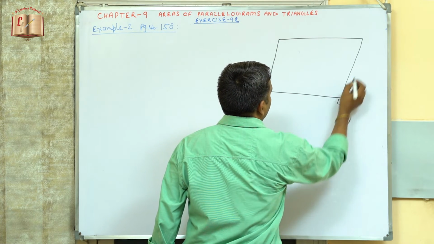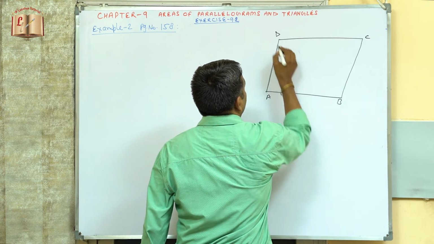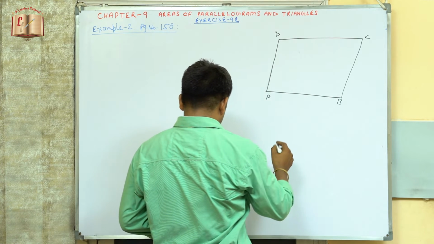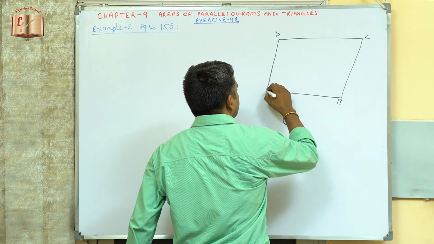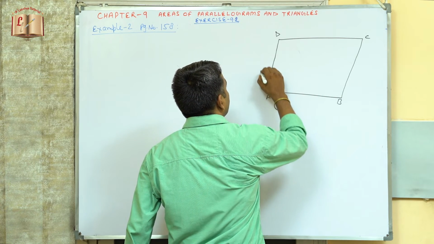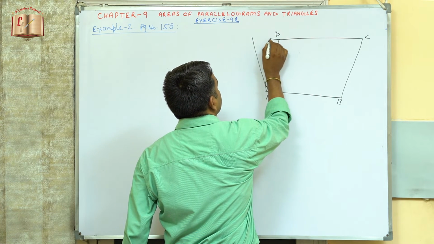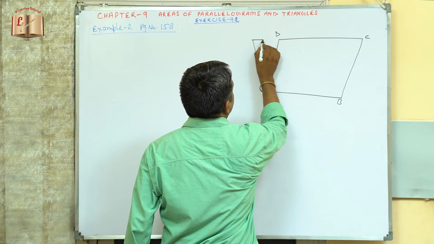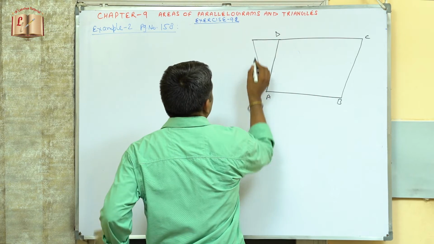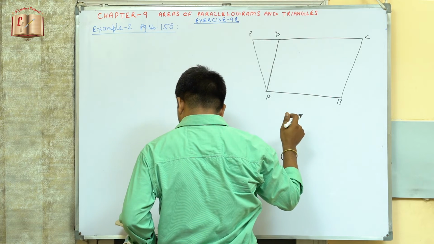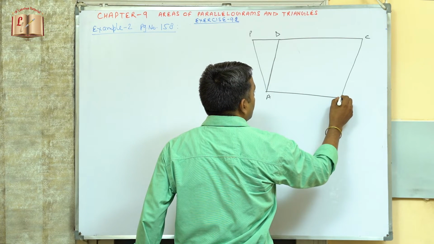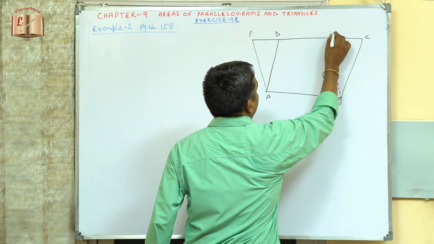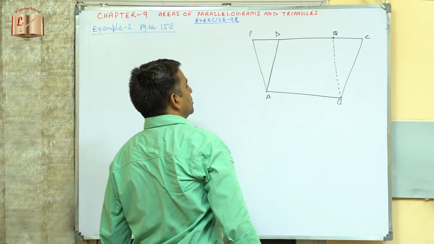Suppose this is a parallelogram ABCD. This is a parallelogram for us. Now we'll extend this DC to a point, suppose P, and draw a parallel from this point. This is a point Q.